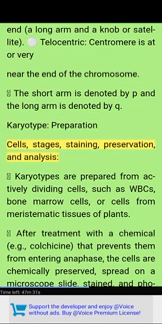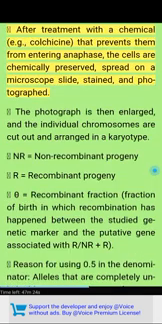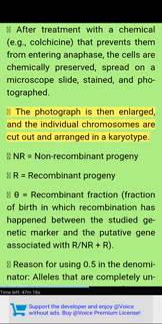Cells, stages, staining, preservation, and analysis. Karyotypes are prepared from actively dividing cells, such as WBCs, bone marrow cells, or cells from meristematic tissues of plants. After treatment with a chemical, e.g., colchicine, that prevents them from entering anaphase, the cells are chemically preserved, spread on a microscope slide, stained, and photographed. The photograph is then enlarged, and the individual chromosomes are cut out and arranged in a karyotype.